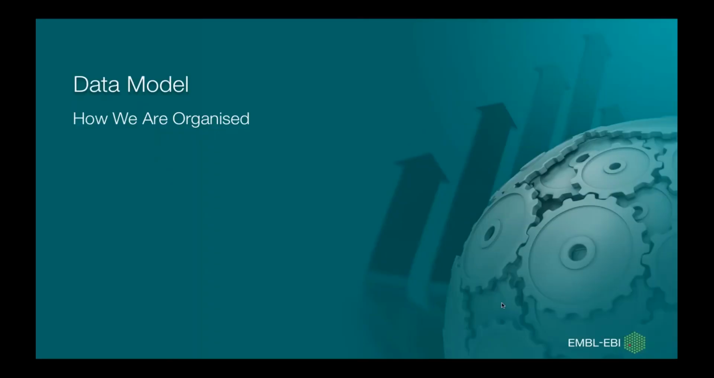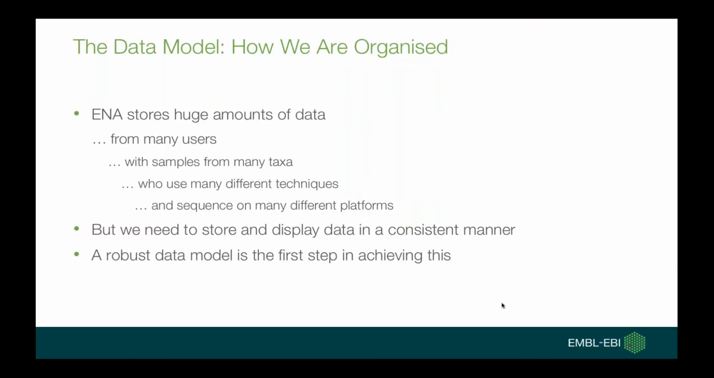So this is the question of how we treat data and how we organize it, because we store a huge amount of data. To give you an example, as of earlier in March, we contain more than 8.5 petabase pairs of raw read data. And this is data that's coming from many different users, they're sampling many different taxa, they're preparing their libraries using lots of different techniques, and then they're sequencing those on lots of different platforms. And we really need to have a consistent way to store and display that data.